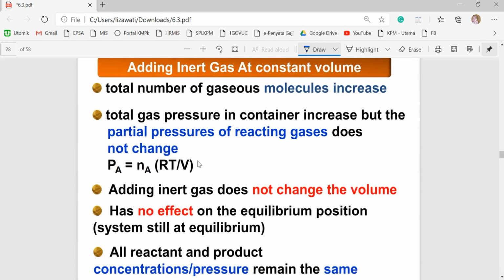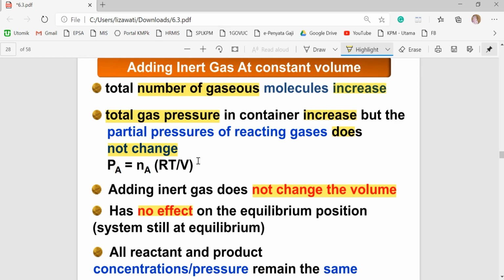When inert gas is added at constant volume, the total number of gas molecules will increase. The total gas pressure in the container will increase, but the partial pressure of each of the reactant gases does not change. So only the total pressure changes. Adding inert gas does not change the volume, so it has no effect on the equilibrium position.